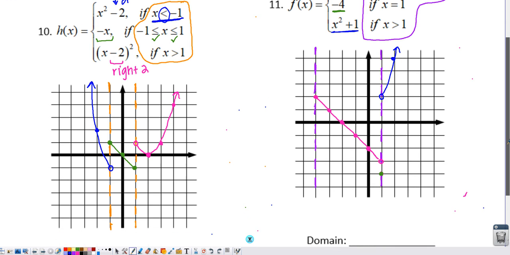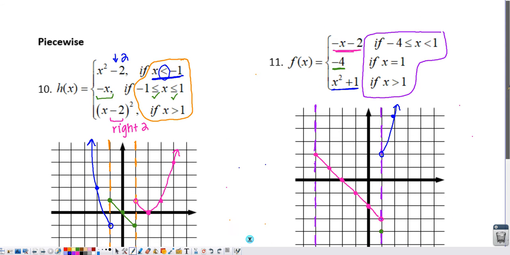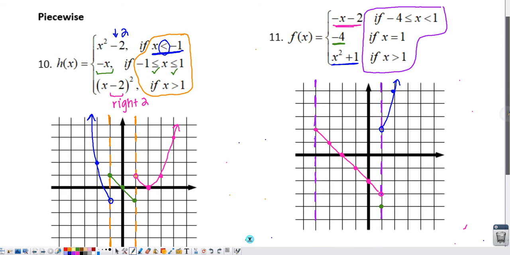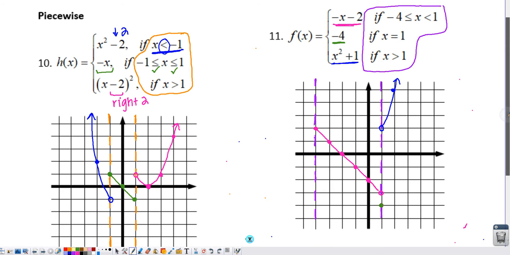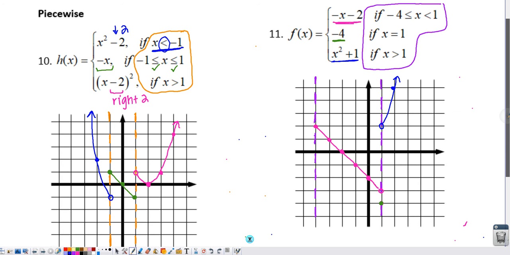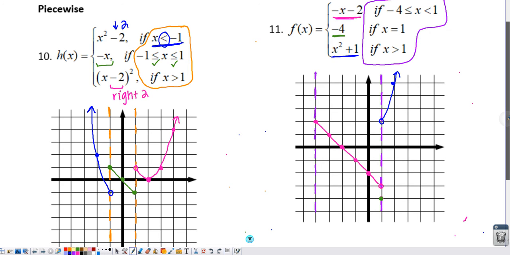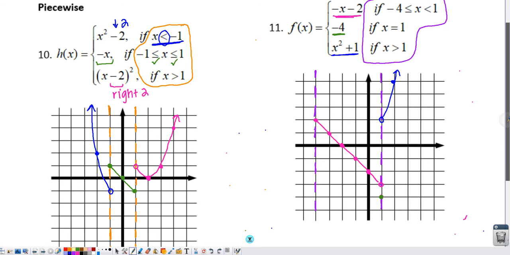Should have for the second one. Okay? So, we did -x minus 2, that's a line. That has a y-intercept of -2, and then it has a slope of -1. Okay? And then -4 is just a dot at x equals 1. And then x squared plus 1 is a quadratic that's been shifted up 1.